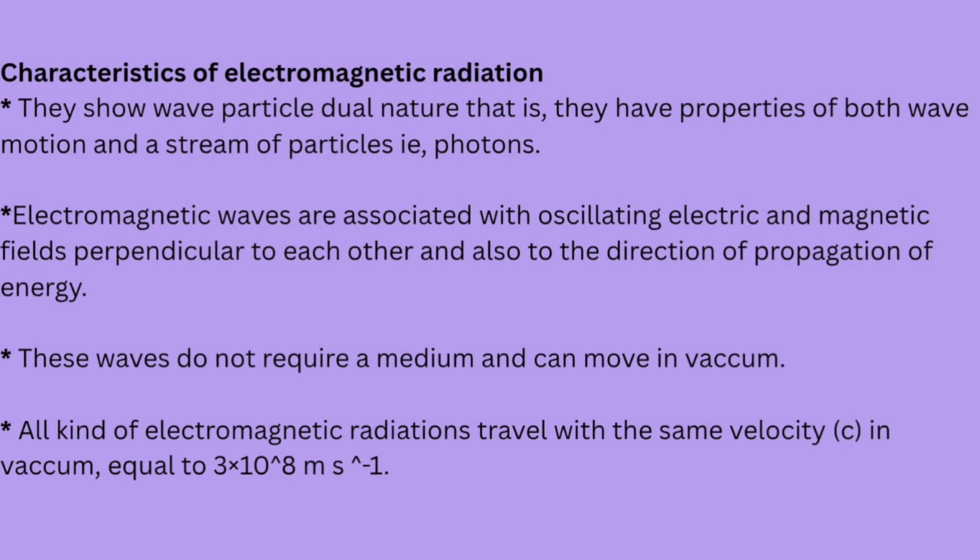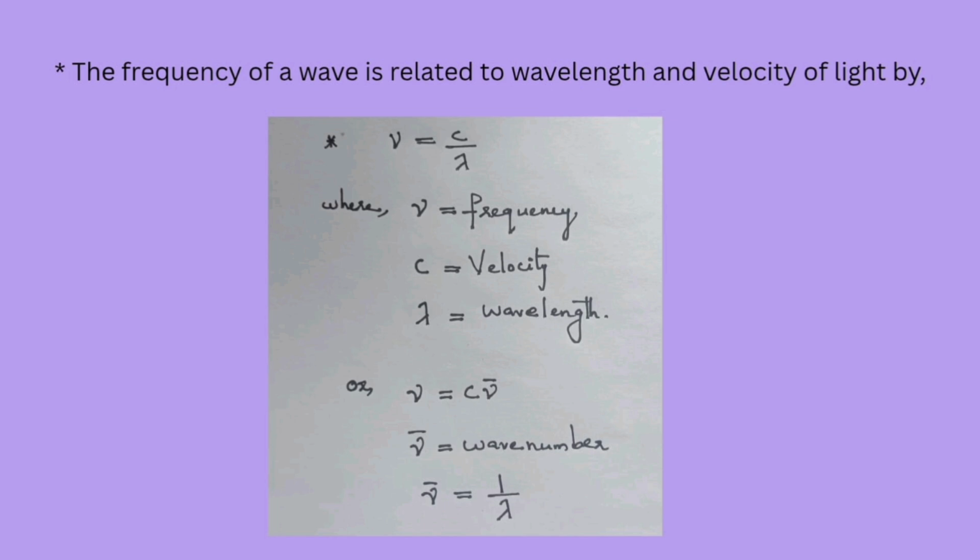Fourth one, all kinds of electromagnetic radiations travel with the same velocity c in vacuum equal to 3 into 10 raised to 8 meter per second. The fifth one is the frequency of a wave is related to wavelength and velocity of light by the equation nu is equal to c by lambda, where nu is the frequency, c is the velocity and lambda is the wavelength. Or we can write nu is equal to c nu bar. Nu bar is the wave number and nu bar is equal to 1 by lambda.